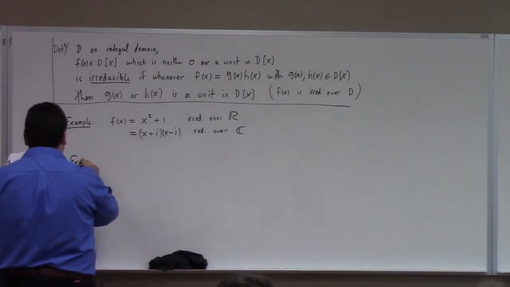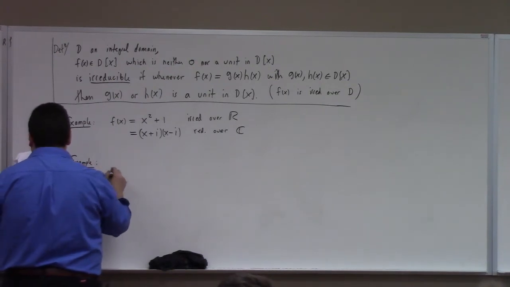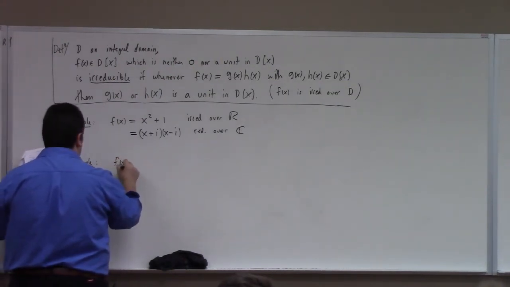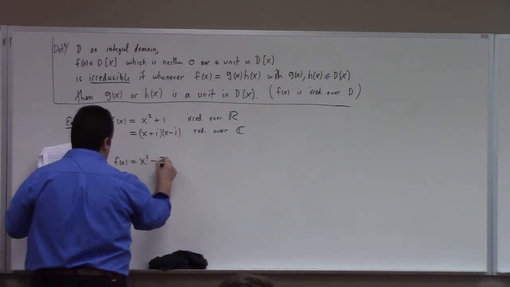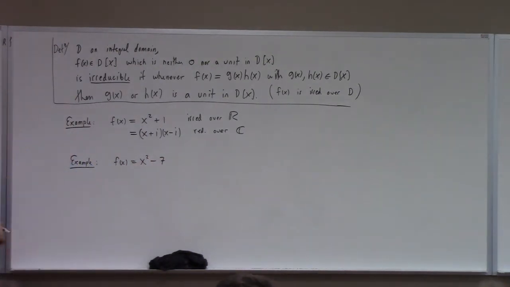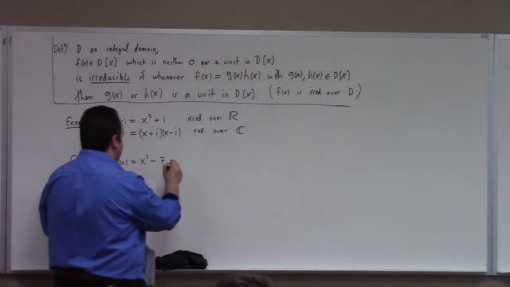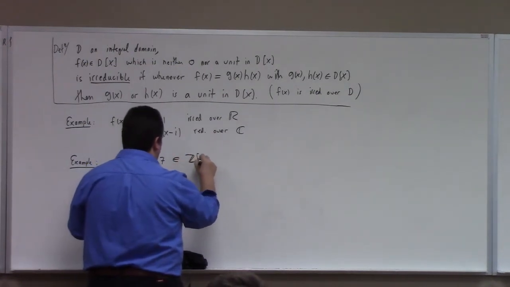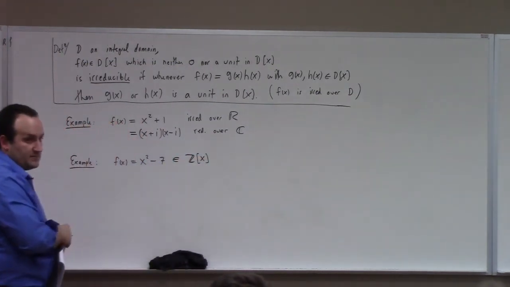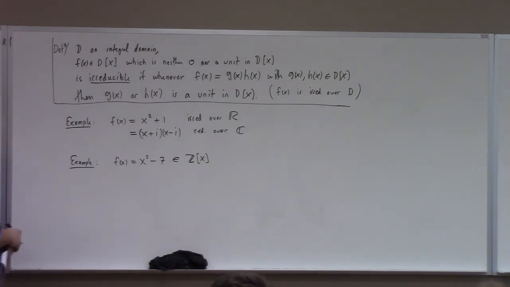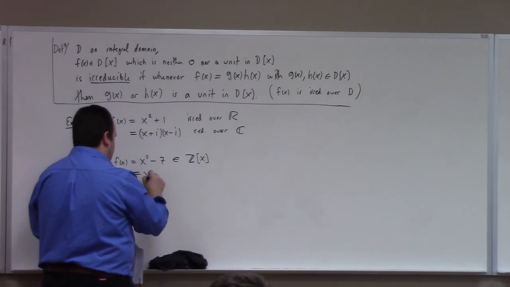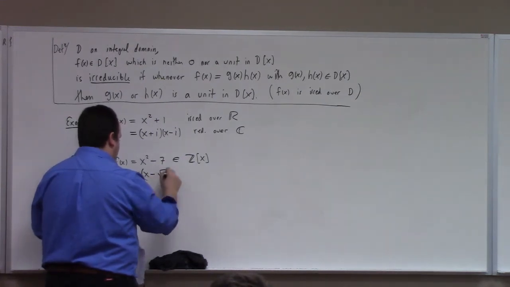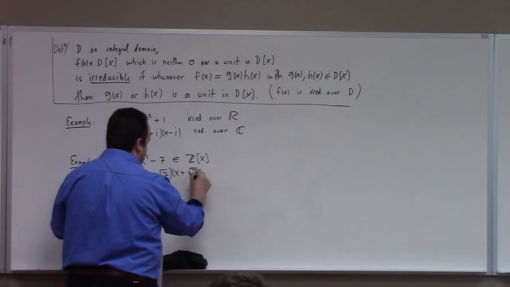Another example in this vein, if we look at f of x equal to x squared minus 7, well, certainly this is reducible over the reals, right? It's reducible over the complexes, but it's not reducible as a polynomial over the integers, right? If we look at this as an element of polynomials with integer coefficients, this is not reducible. This is irreducible. See, because what you want to do, of course, is this, right? But you can't do that because the square root of 7 is not in there.